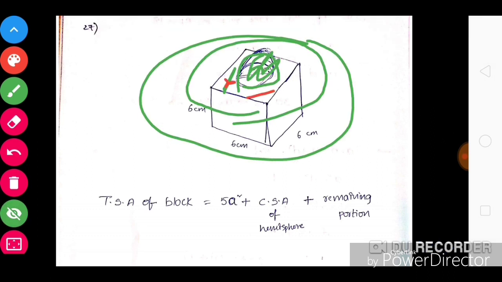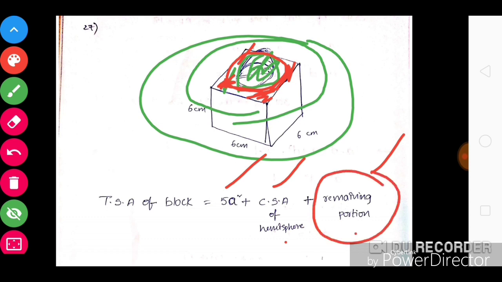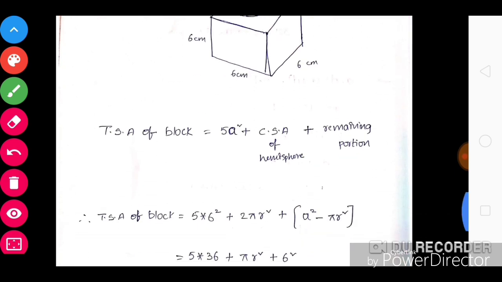Plus the surface area of the remaining portion here. 4 parts, plus 5a square, curved surface area of hemisphere, plus the remaining portion. Curved surface area of hemisphere will be 2 pi r square. The remaining portion will be a square minus pi r square. Right, I will show you.